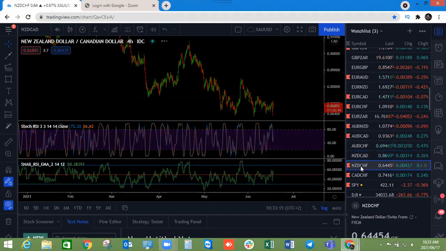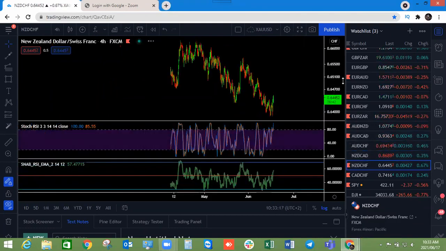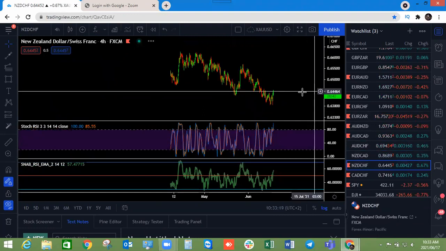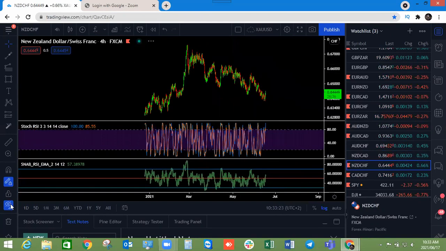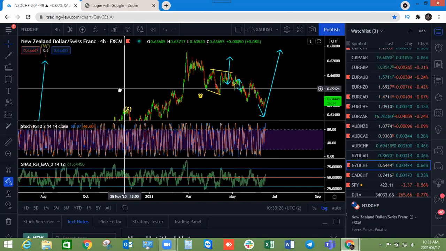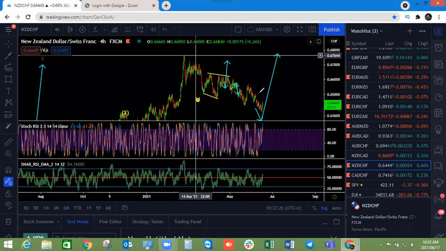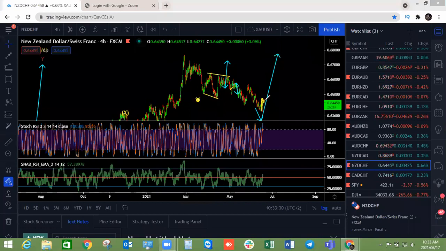New Zealand Chief, it's the same. We're starting to see some upside here. We've got an impulse. We are above 50 on the 4-hour. Start looking for this back to the 50% of this.